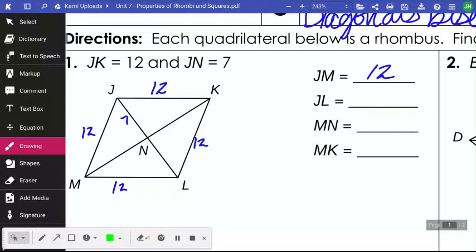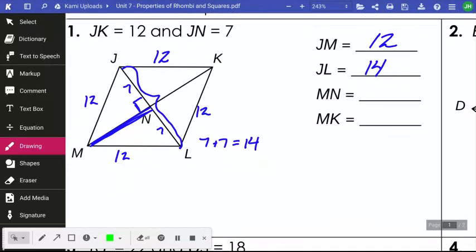Okay. We are then asked to find JL, and JL is this entire segment here. And we know that diagonals are bisected. So if JN is 7, then NL also has to be 7. So if I put those 2 sections together, it gives me the full length of that diagonal as 14. MN is this section here that we are trying to find. And if you notice, we did say that diagonals are perpendicular, so that means that's a right angle. We have a right triangle. So we're going to use Pythagorean theorem to find MN. If you have 2 of 3 sides of a right triangle, you can use Pythagorean theorem.